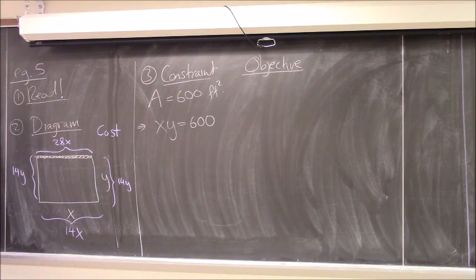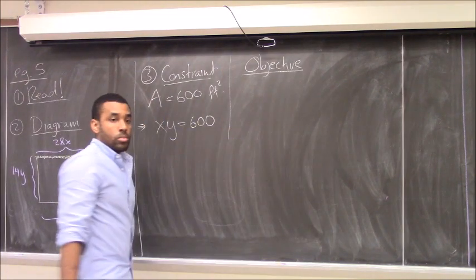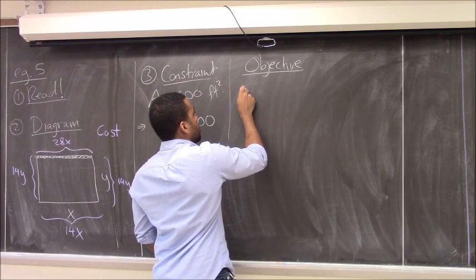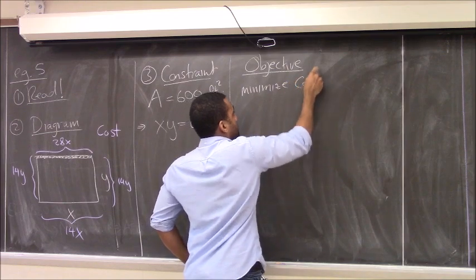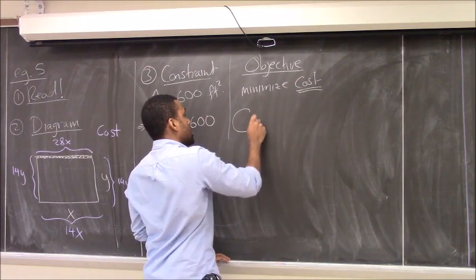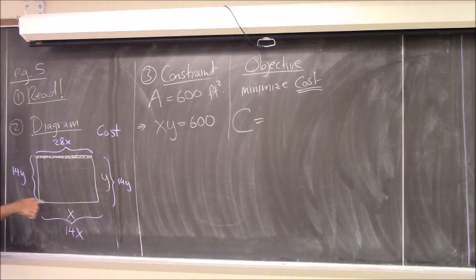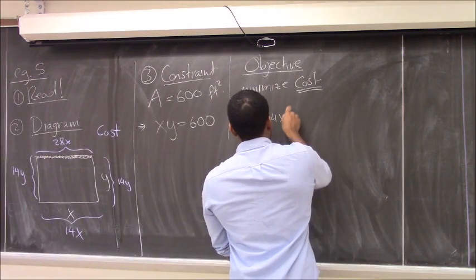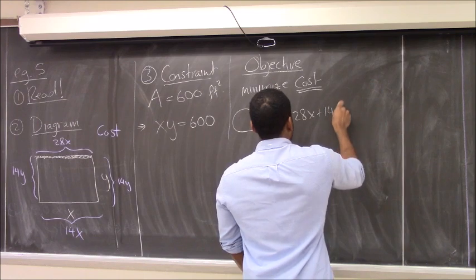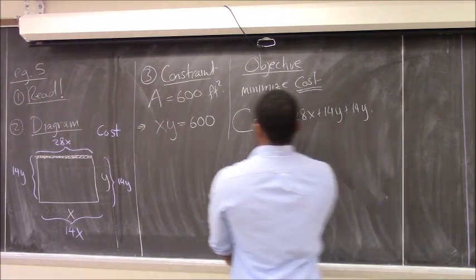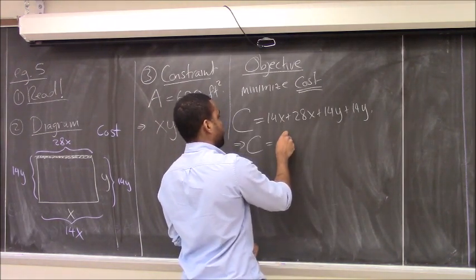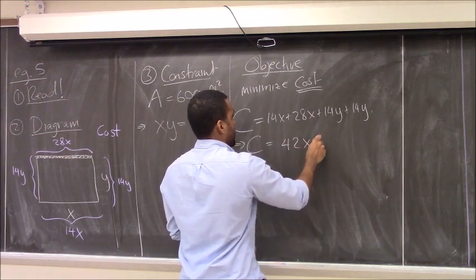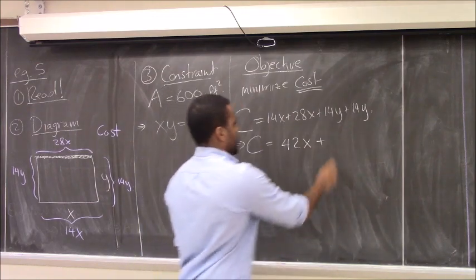And the objective is, what do we want to do up here? Minimize cost. So the cost equation is going to be important. Let's call that C. And the cost is just going to be the sum of the cost for each side of this fence. So I'm just going to add these guys all up. So that's going to be 14x plus 28x plus 14y plus 14y. And so this would mean that my cost is, what's 14 plus 28? 42. And then this would be 28y.